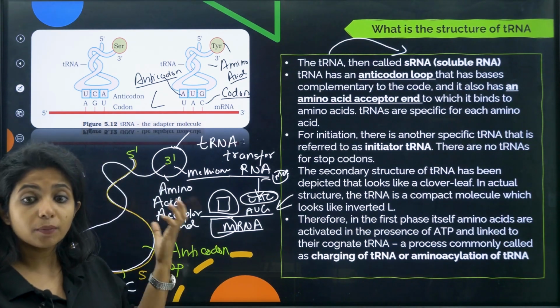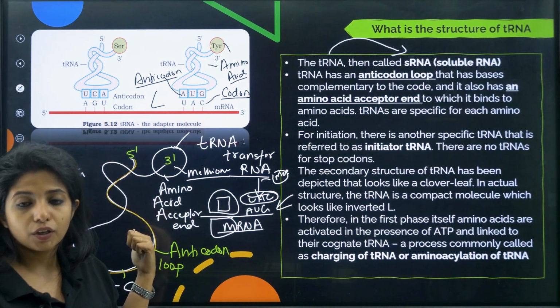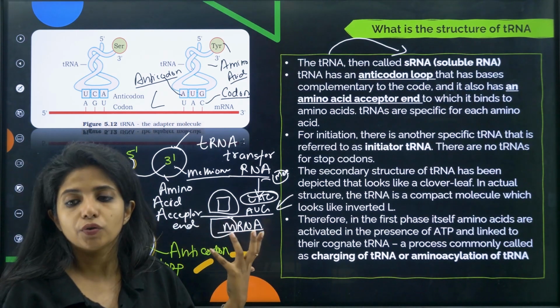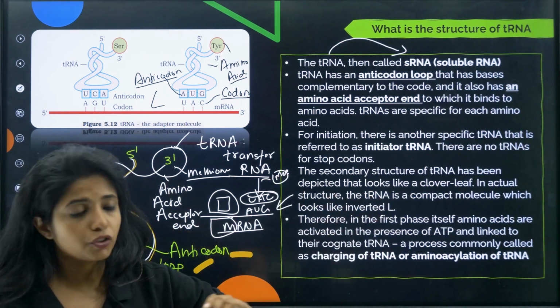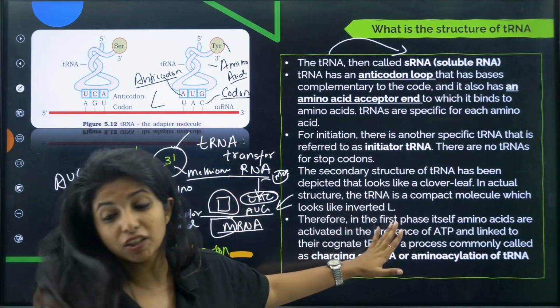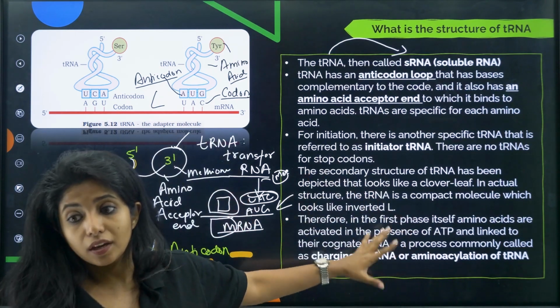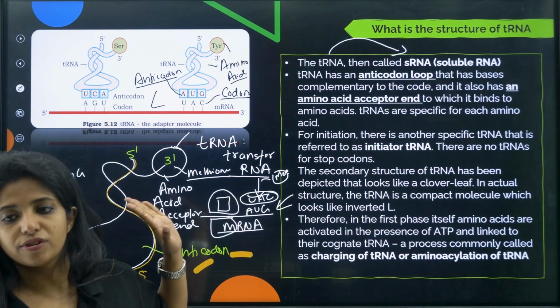Now, this process where the amino acid is going and getting bound to the tRNA, you call this charging of tRNA, or aminoacylation of tRNA, and this requires a high amount of energy. So, it occurs in the presence of ATP, dear children, and this is the first phase. It is occurring in the first phase of translation. This is a very, very important question. I will show you the question as well.